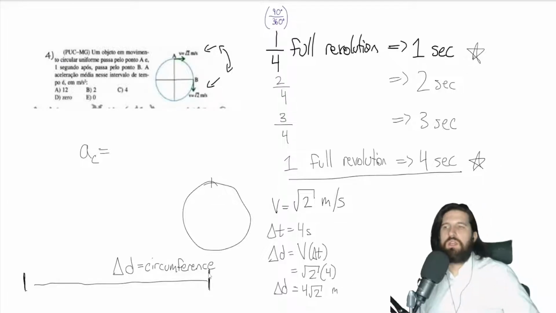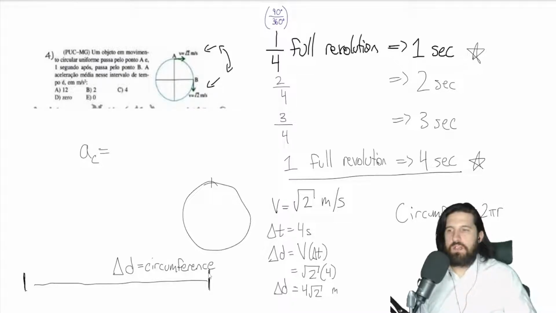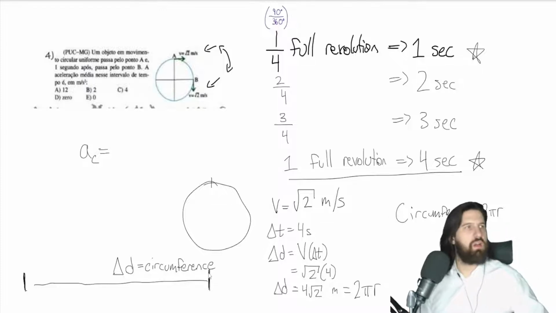Because the circumference is 2 pi r. And we're saying that this is the circumference. So that's equal to 2 pi r.